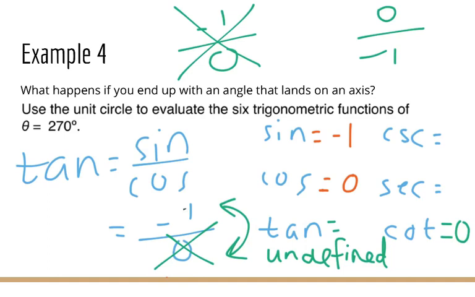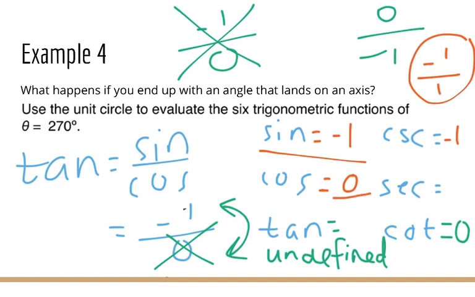So cosecant, you're just going to flip sine. So think about negative 1 being written as a fraction, like negative 1 over 1. If you flip it, you just get 1 over negative 1, which is still negative 1. Secant, if we have 0 in the numerator, remember 0 could be literally over anything. You could say 0 over 5 and that's still 0. You could say 0 over 10 and that's still 0. Whatever it is, your answer is still 0.